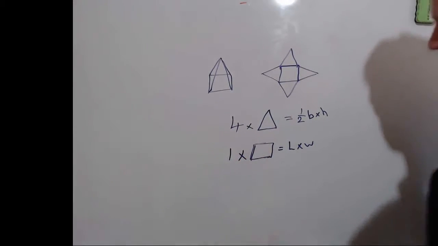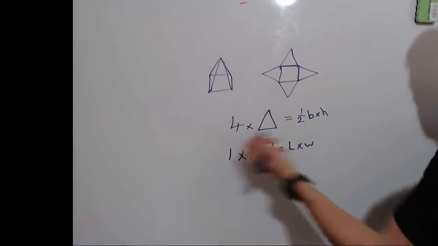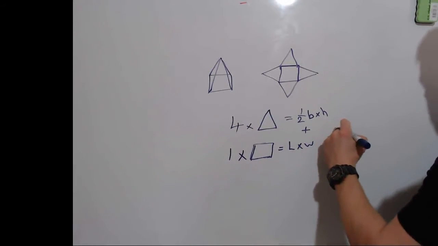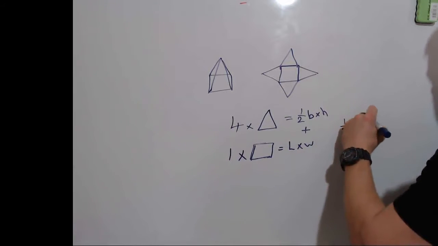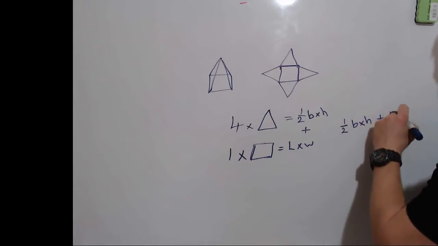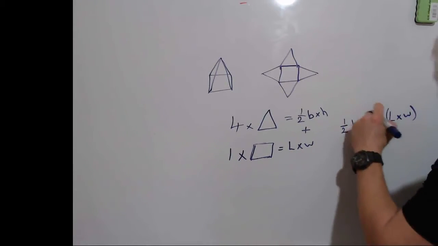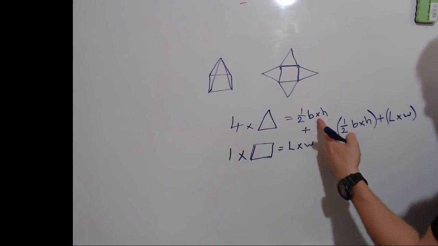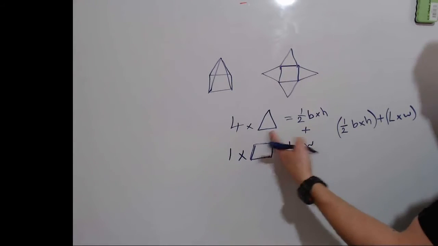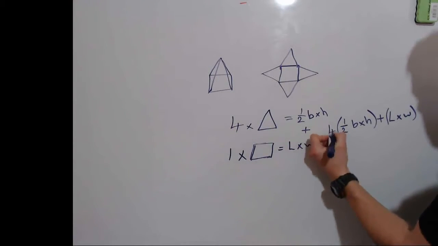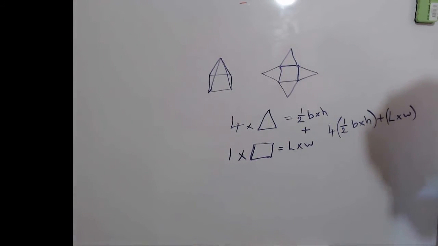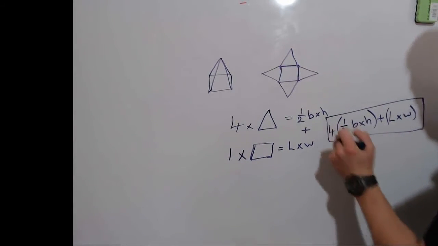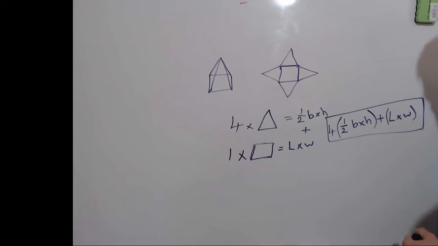So now I just add the two together, and I get half of base times height plus length times width. But this was half of base times height, that was the area for one triangle. I had 4 of them, so I just need to put my 4 in because there were 4 sections of that. And this here would be the surface area for this shape, a square-based pyramid.